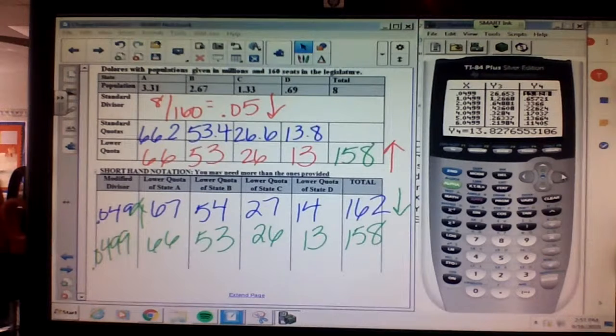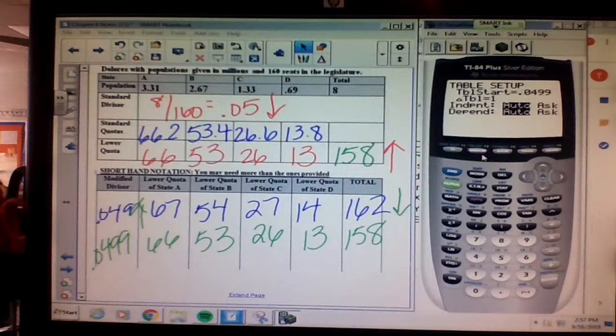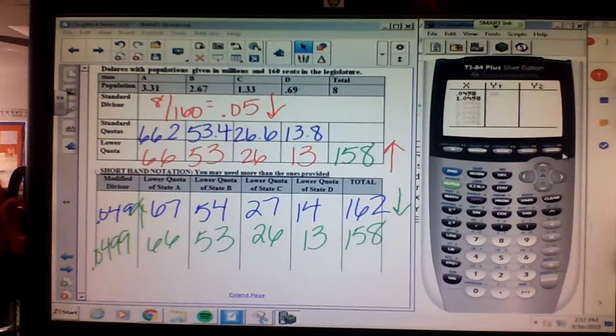I told you, this is the part that sucks. Just imagine if you had to sit here and divide each one of these individually every time you guess. How many of them? About 30. 66, 53, 26, 13. Same. Didn't do anything.